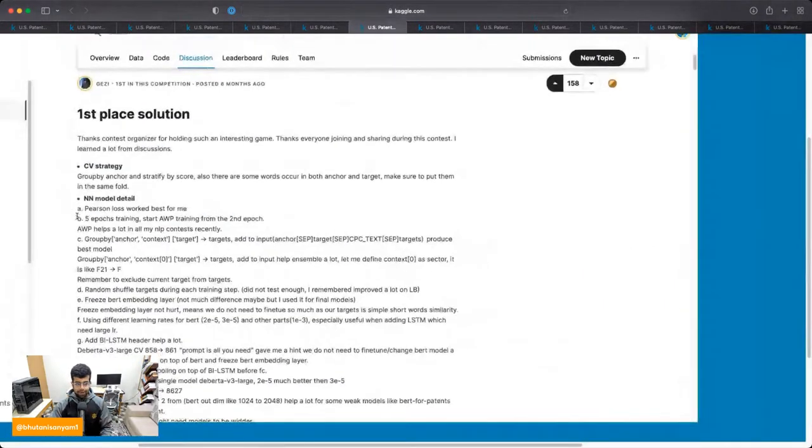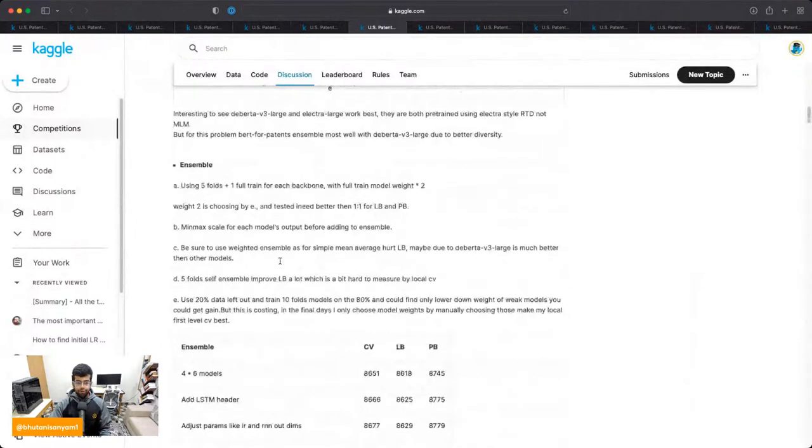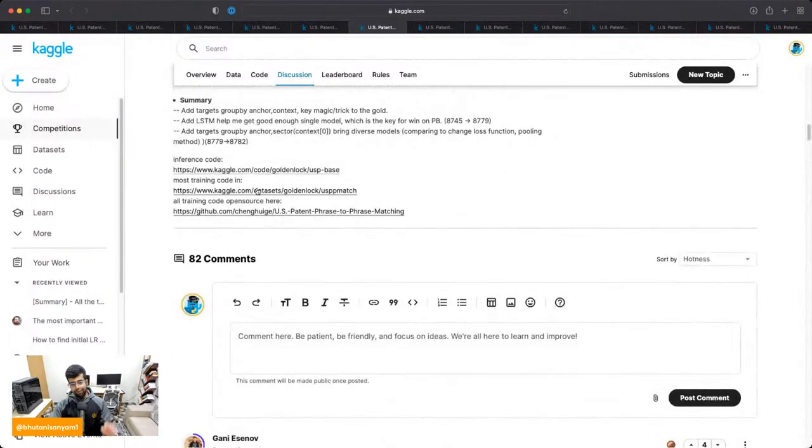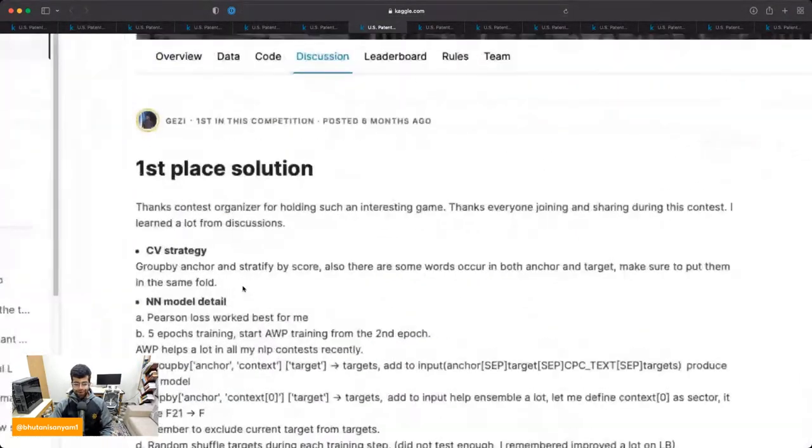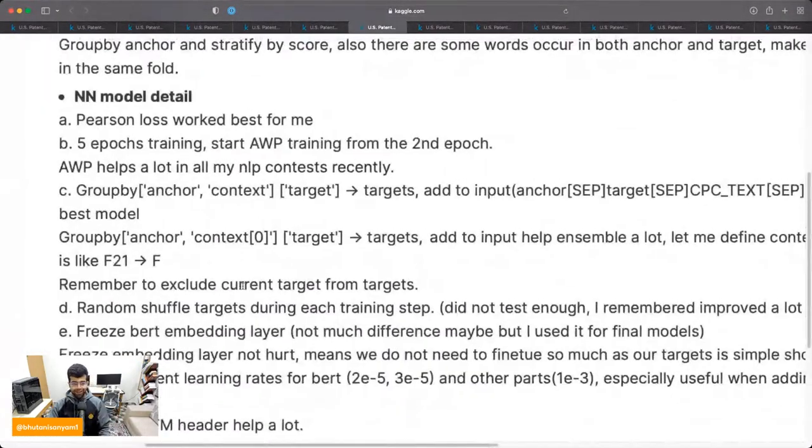By the way, I'll scroll a bit further and say he has open sourced his solution, and it's very well documented. Like, he has doc strings inside the code, so it's really good. You should definitely check that out.